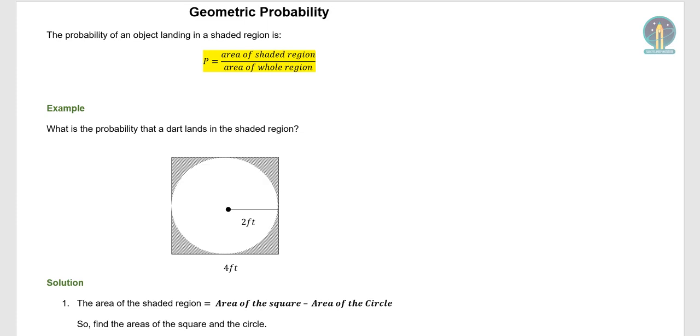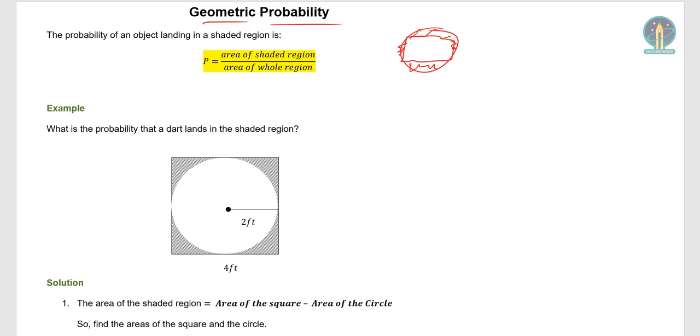Okay, in this concept we're going to talk about geometric probability. The types of problems where this concept is valid have to do with things like, for example, if you have a shape, a square, or a circle with a square inscribed in it, and part of the shape is shaded and the other part is not.